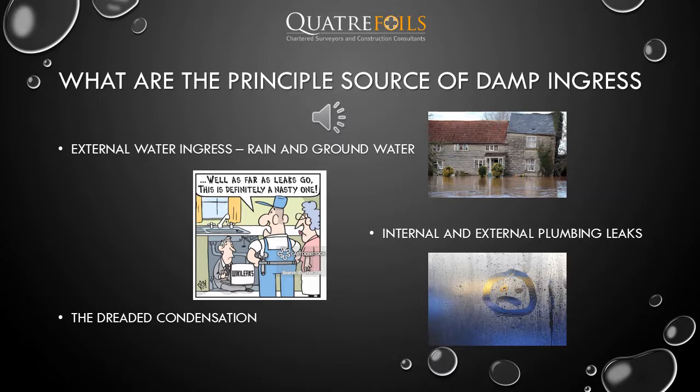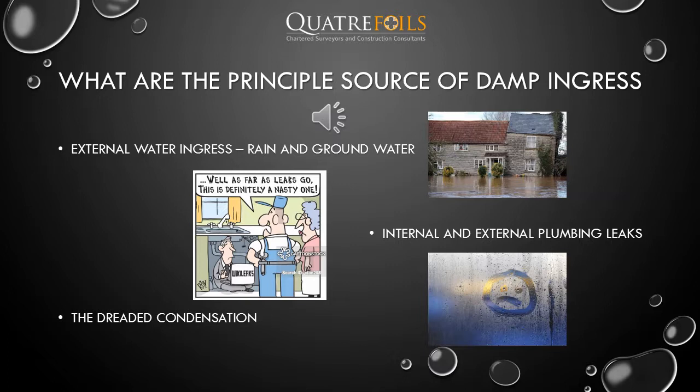The principal causes of water ingress can be seen to be related in some way to the following. Firstly, external water ingress from rain or groundwater. Secondly, internal plumbing leaks from the subject or adjoining premises. And finally, the dreaded condensation. We do appreciate that the above could be split into an almost never-ending subcategory of headings. So let's split these up ourselves and look at each of the three areas.